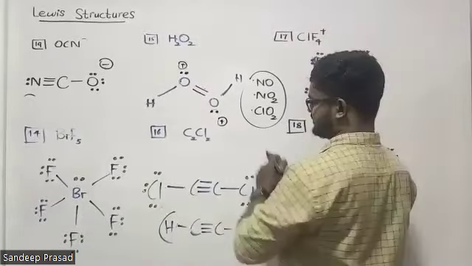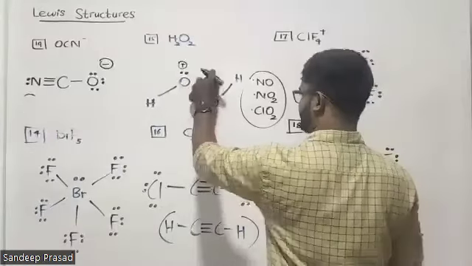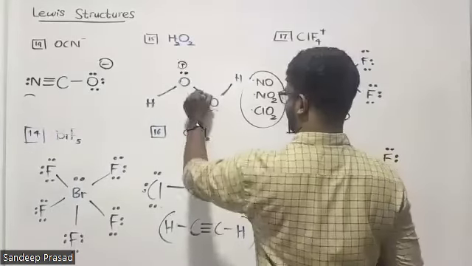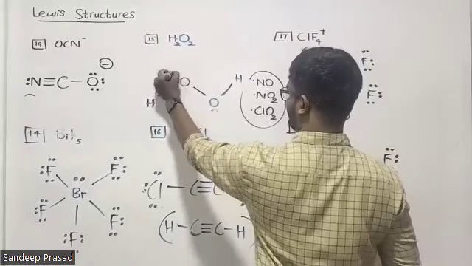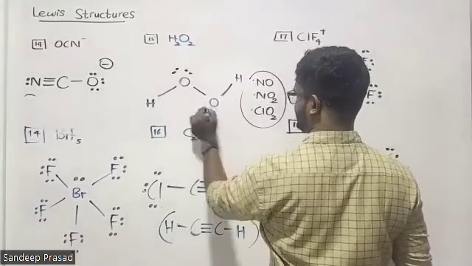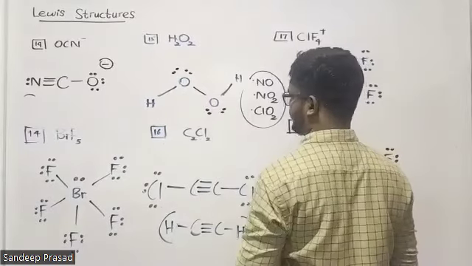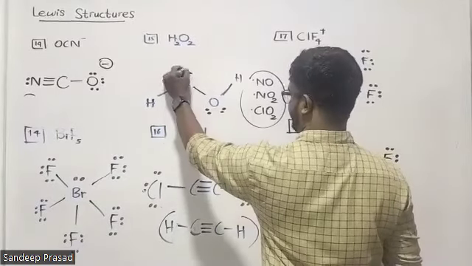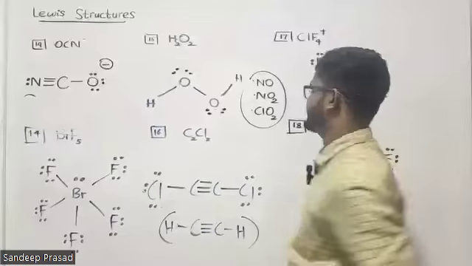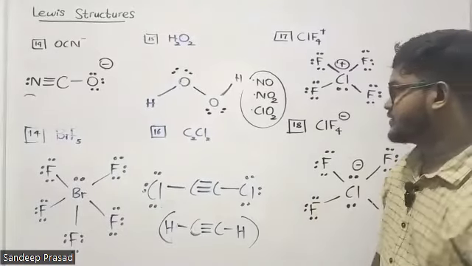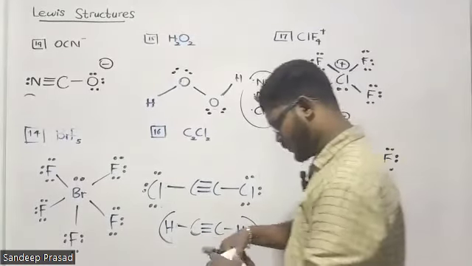So therefore not possible. So what we have to do is keep the single bond here and put two lone pairs. 1, 2, 3, 4, 5, 6. Valence electrons are okay. So therefore neutral. 1, 2, 3, 4, 5, 6. Okay. Octet is also okay, right? Okay. Now let's move to the 20th one.